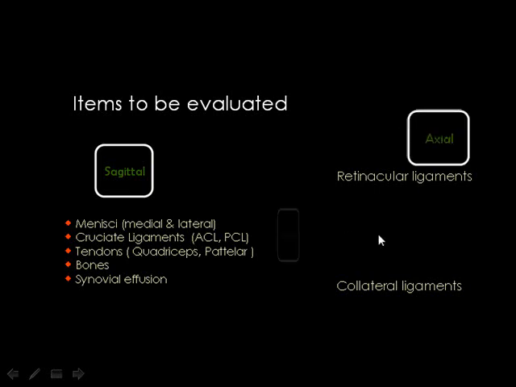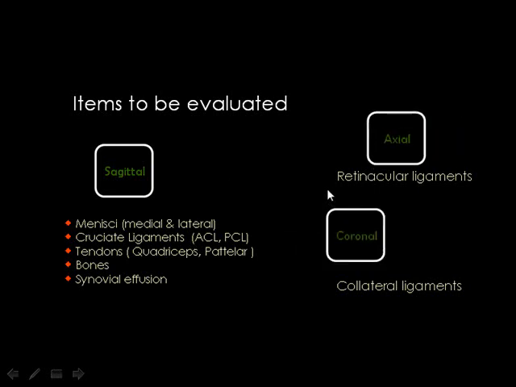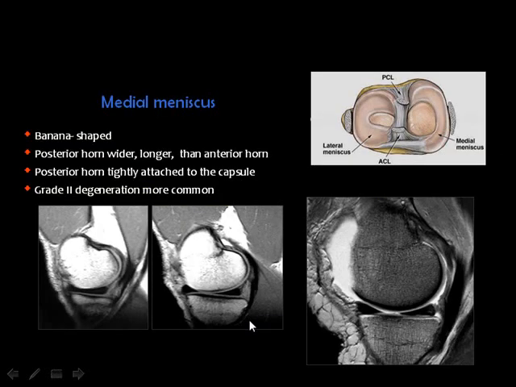Then what is the value of the axial images? It is assessment of the patellar retinacula. The coronal images, assessment of the collateral ligaments, as I will show to you. Starting first by the meniscus.